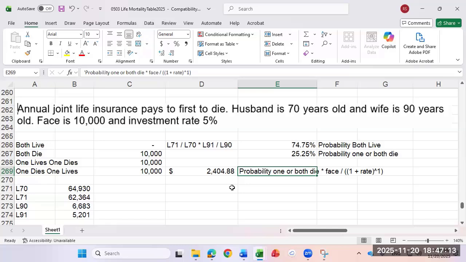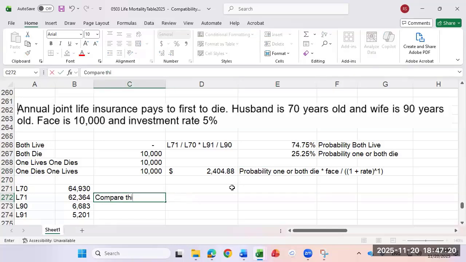Now, where does this product get complicated on the exam? What I want you to do is compare this to buying two term policies.